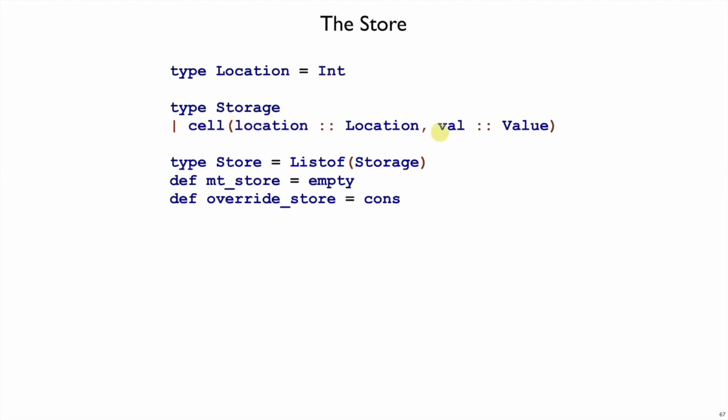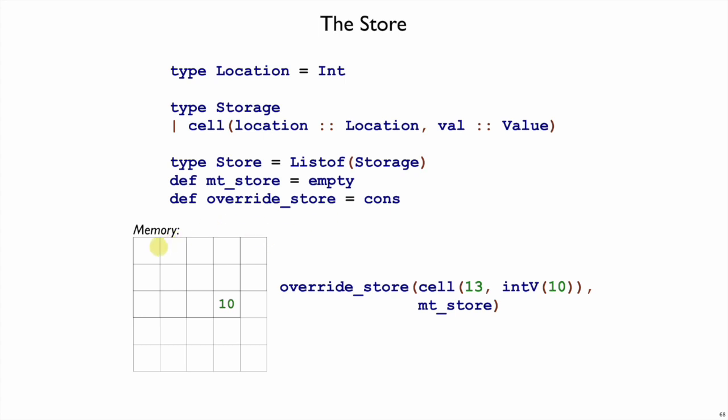Each address in memory is mapped to a particular value as a Storage. This is analogous to a bind in the environment, and we'll have a list of Storage to get a Store, analogous to a list of binds to get an environment. We need an empty store because that's how we start out. Nothing is allocated at any location in memory, and we'll also define override-store as an alias for cons, very much in the same way we defined extend-env to be an alias for cons for environments.